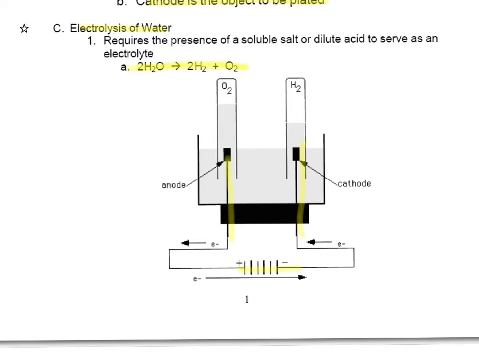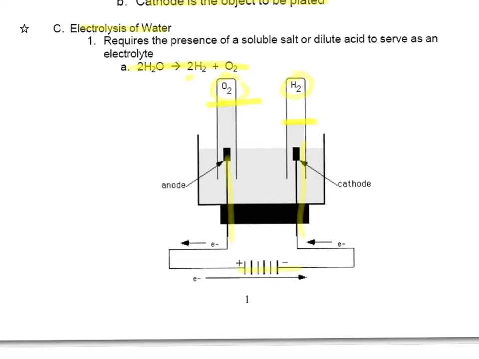When you pump electrons through it, it causes the oxidation and reduction of water, and you form hydrogen gas and you form oxygen gas. Notice that you form twice as much hydrogen as you do oxygen. That's because you make twice as much hydrogen as you do oxygen in your balanced chemical equation.